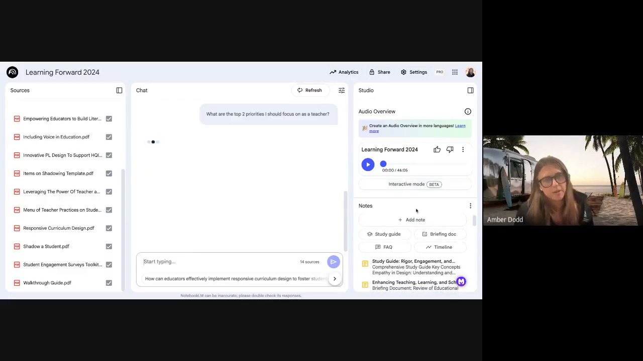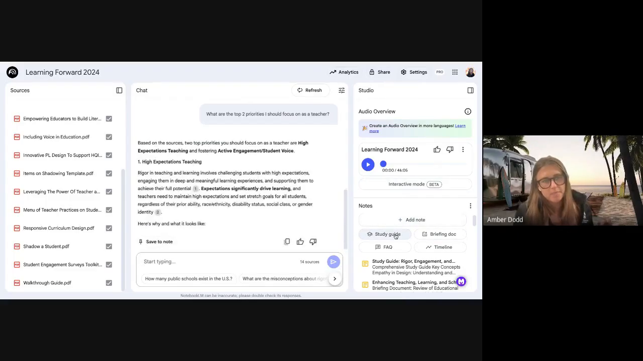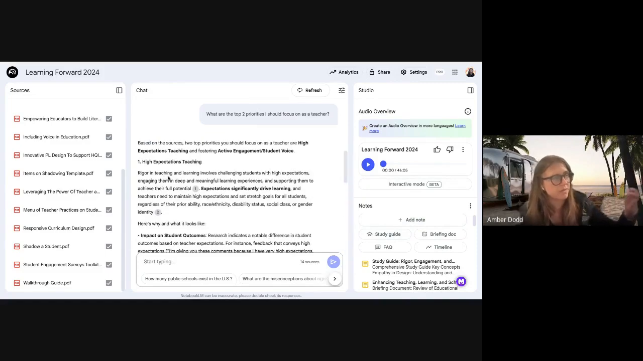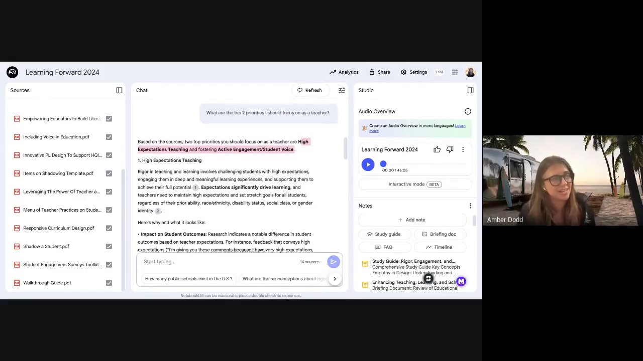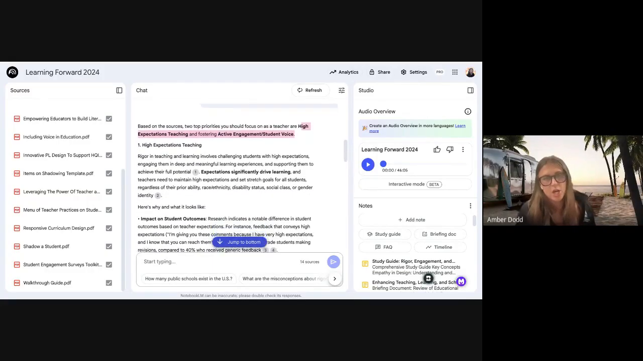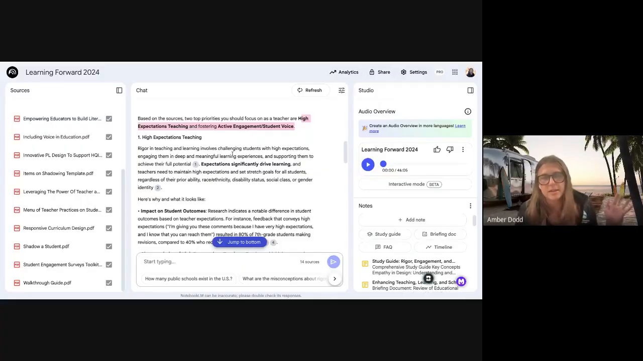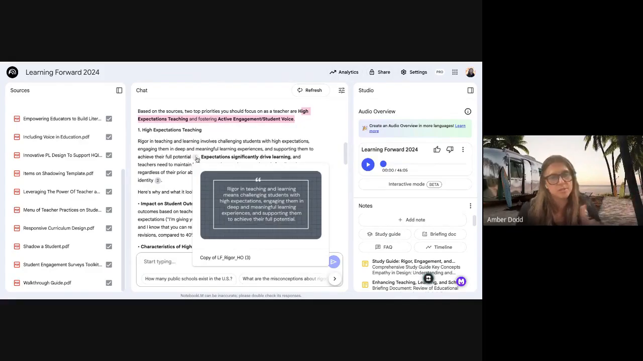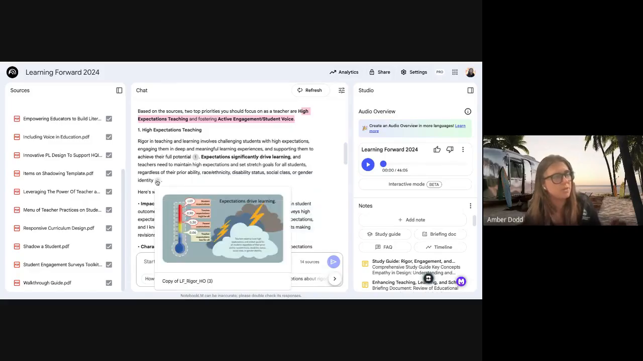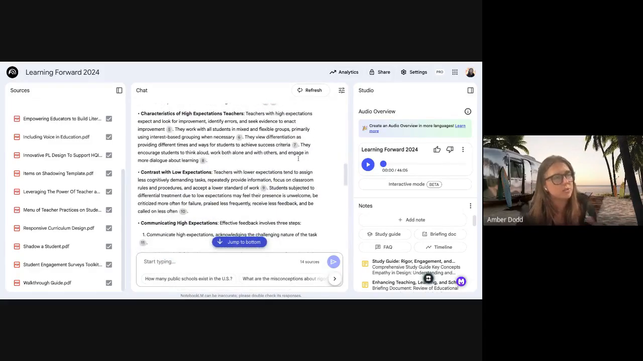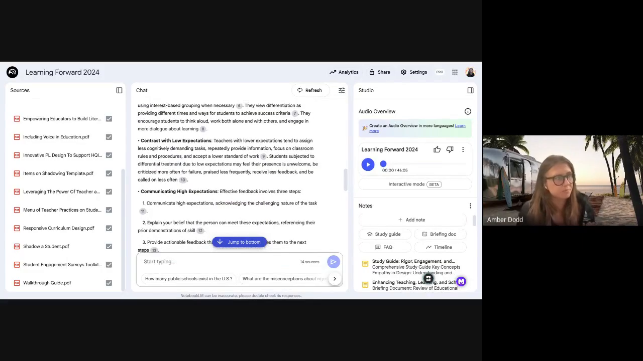The other thing that I like about it is if you look on this notes side here, it automatically has a couple of things. Okay, so here it came in through. As a teacher, based on this conference, the 2 things I should focus on are high expectations teaching, and active engagement and student voice. So here, it's just synthesizing that information. And it also includes the sources where it came from. So it's showing me this came from this slide, this also came from this slide, and how it's drawing from these sources here.